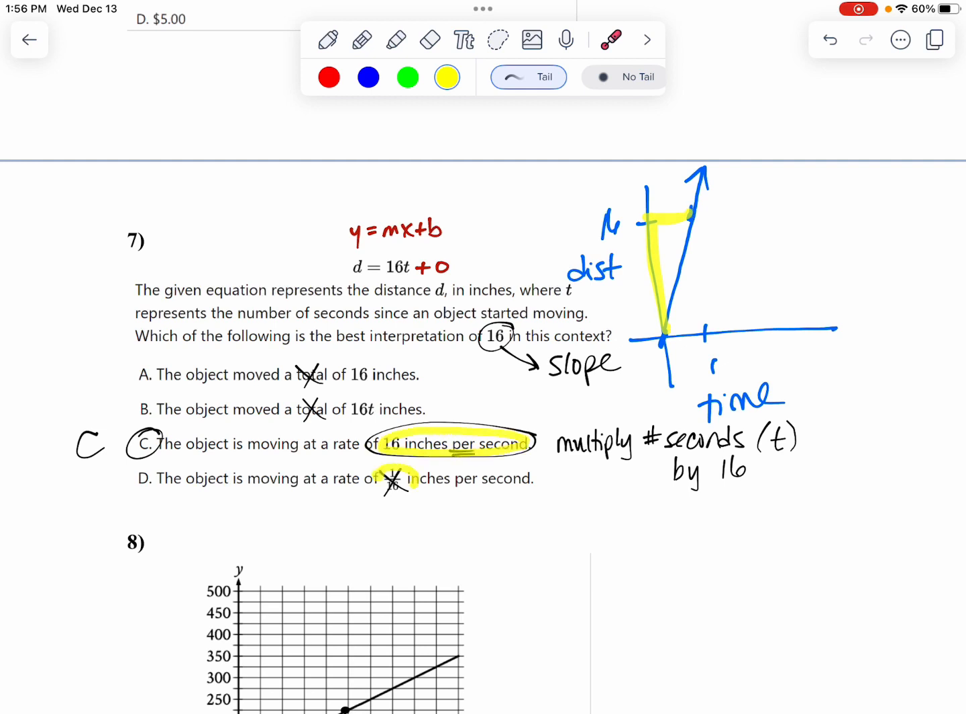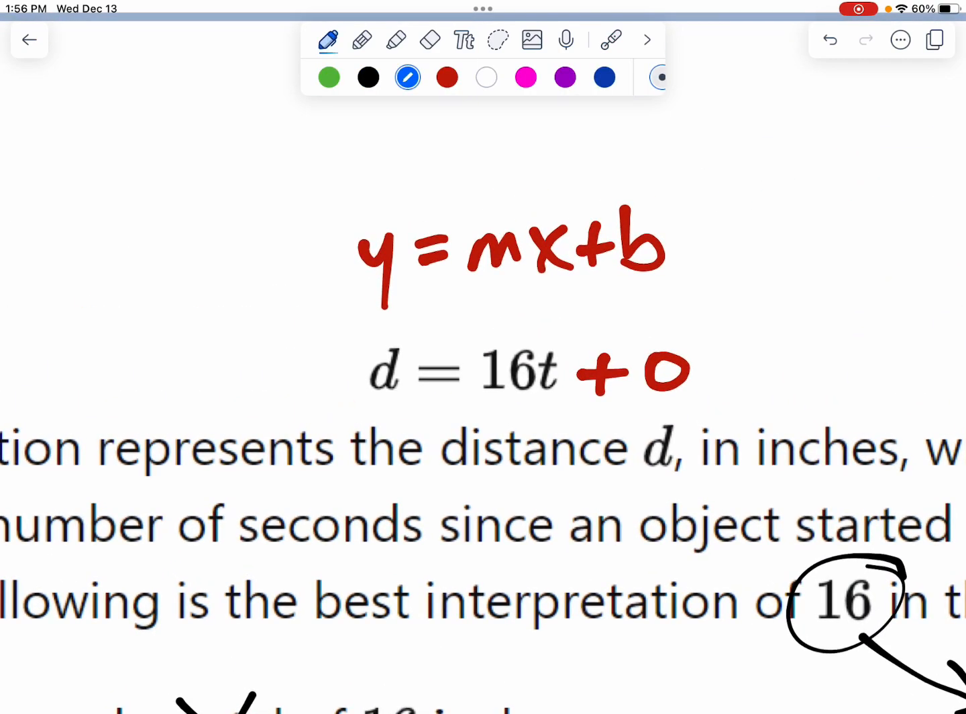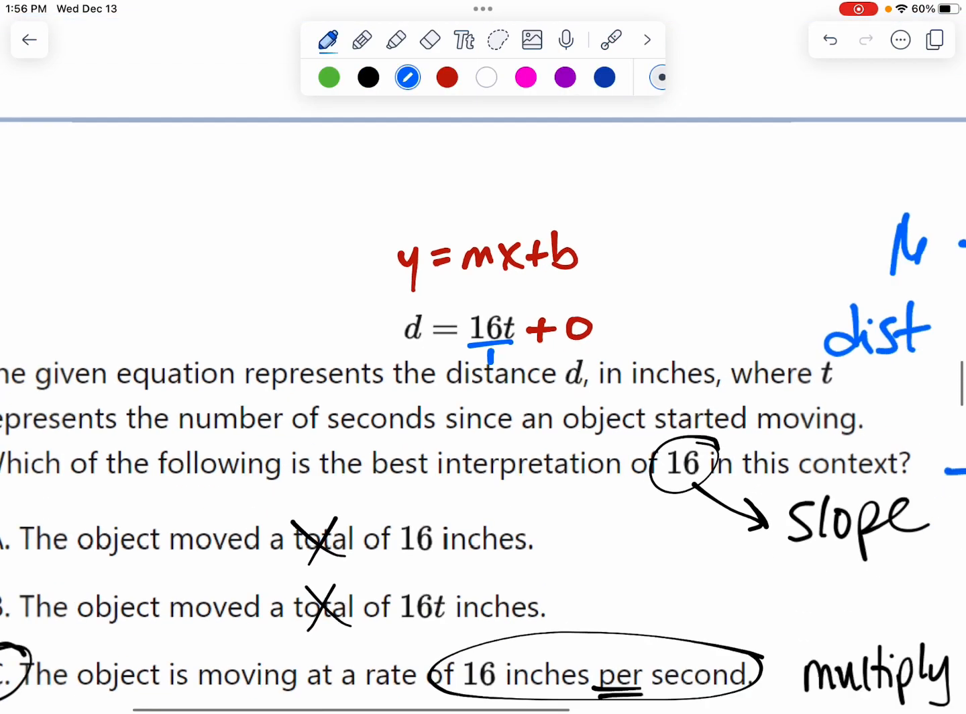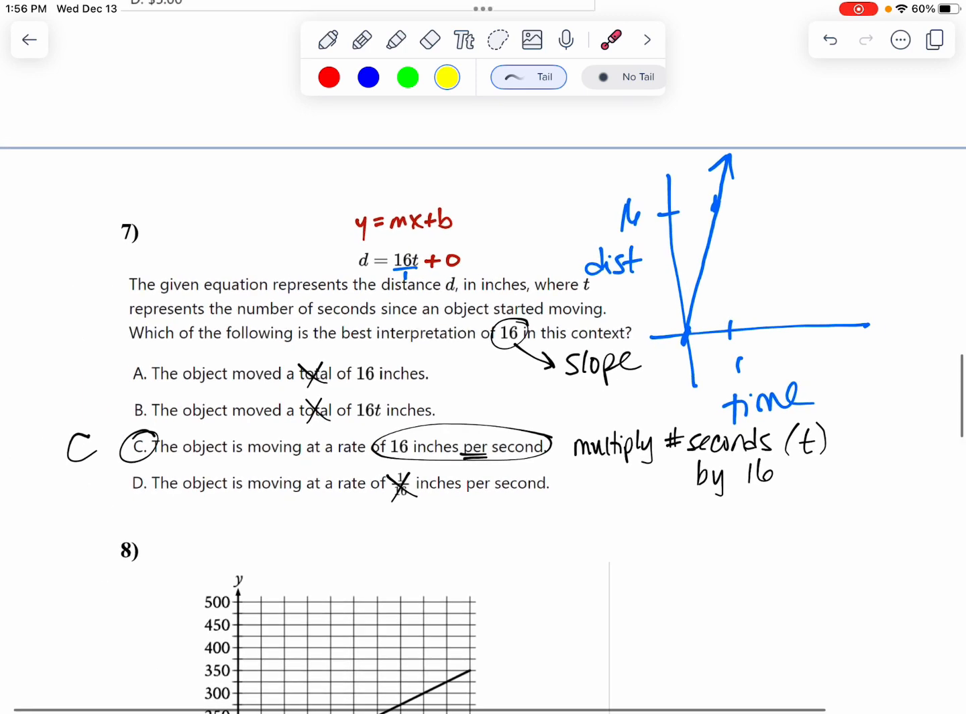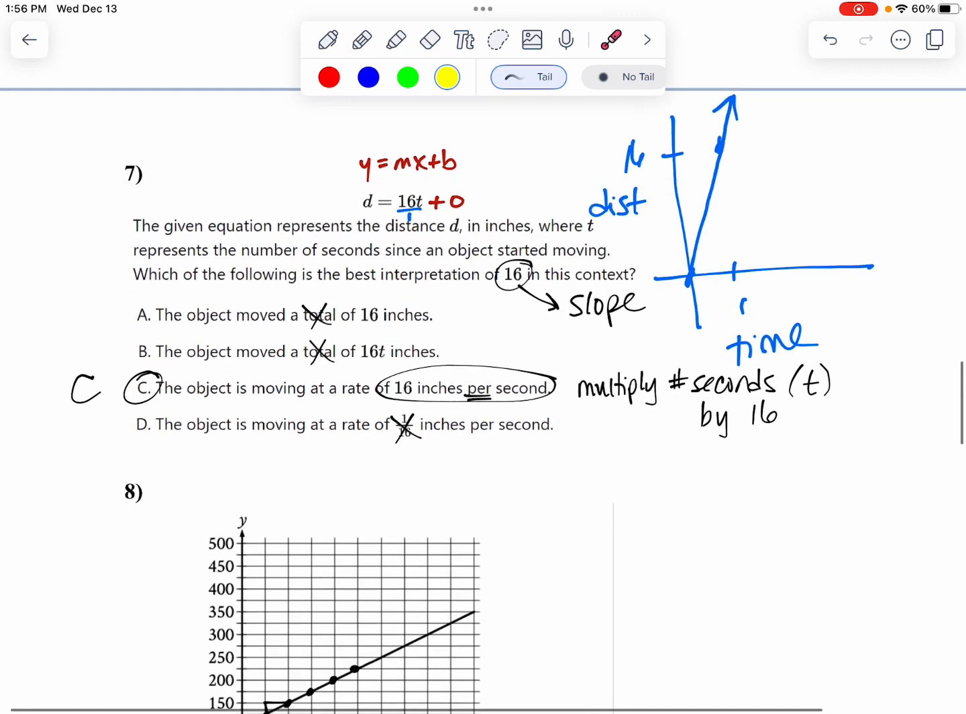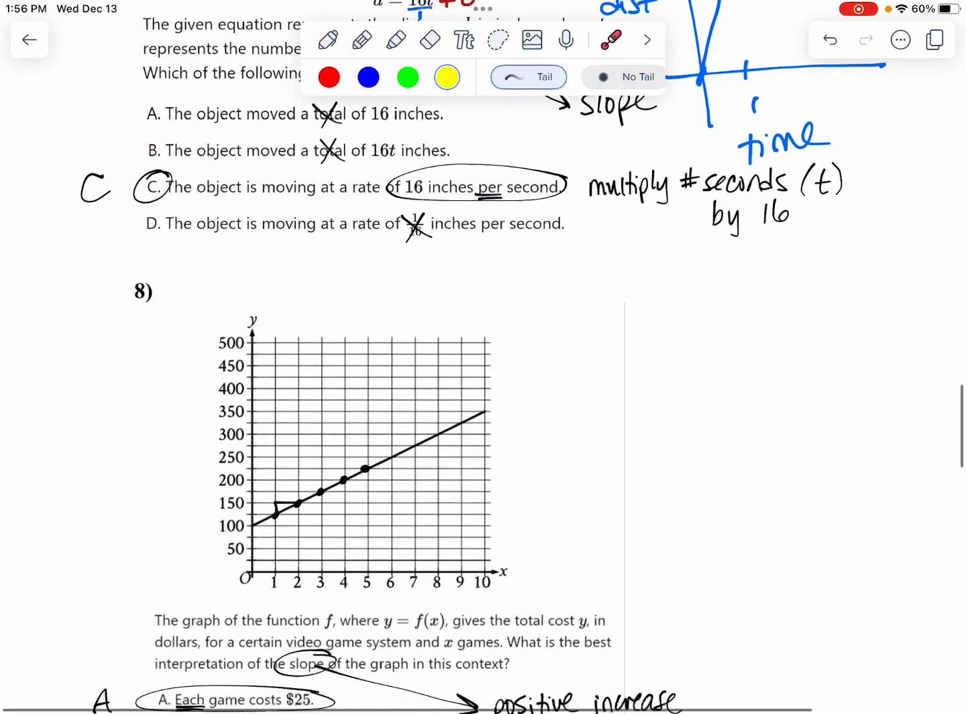I'm not going up 1 over 16. It's 16 over 1. Another thing you could do to help you with the slope here when it's not a fraction is you could make it into a fraction. That just means that you're going up 16 units and you're going over 1. That is exactly what this equation is telling me to do for the graph. That is why C is the right answer, and not D, which is 1 over 16.